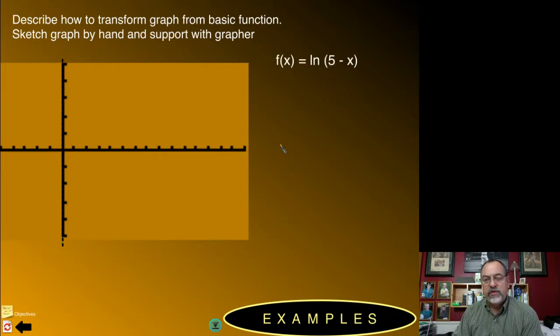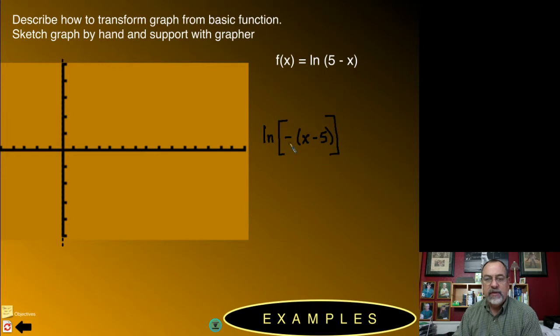In this example, we have the natural log of 5 minus x. And in a case like this, when I have a shift right or left going on inside and a reflection, I think it's easier to take the reflection and put it in front, or in essence factor out the negative sign, and then it's easier to make the shift and do the reflection from there.